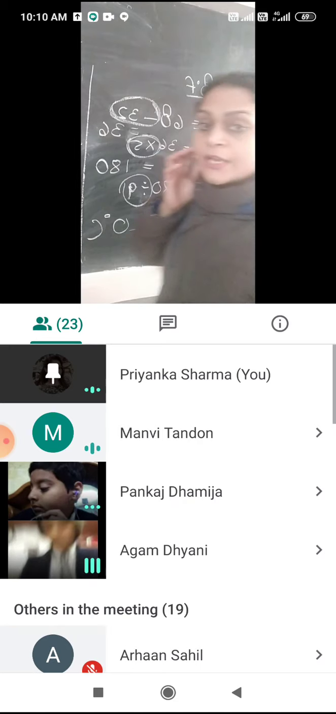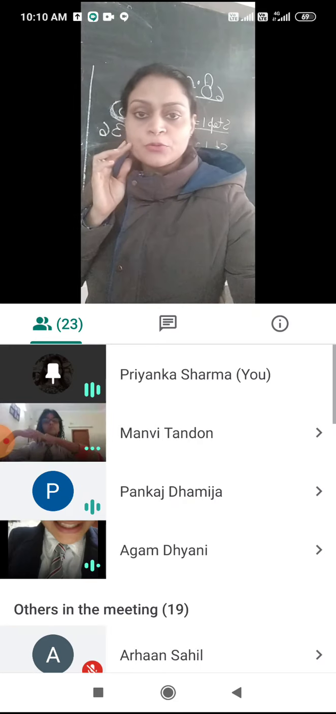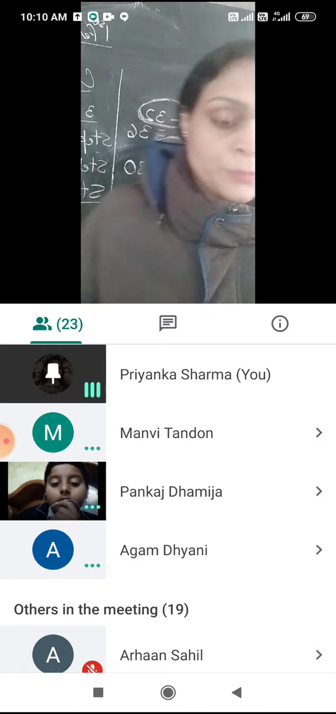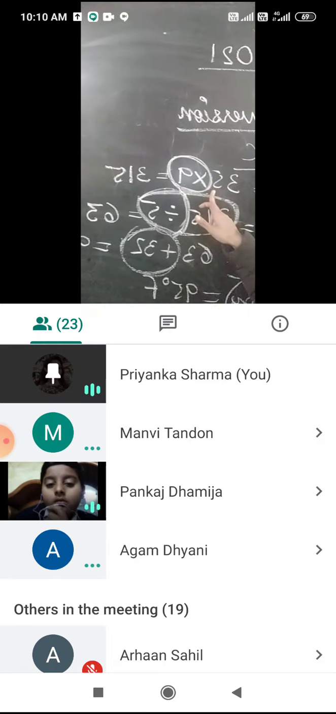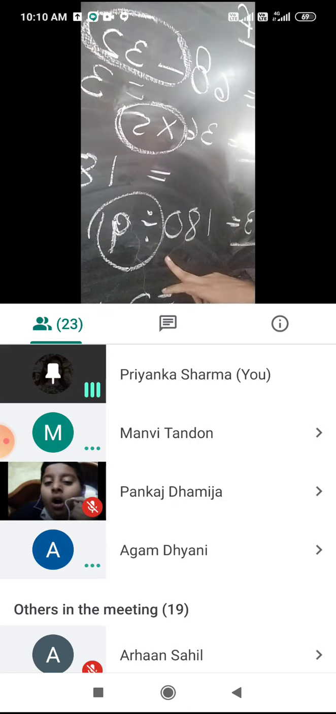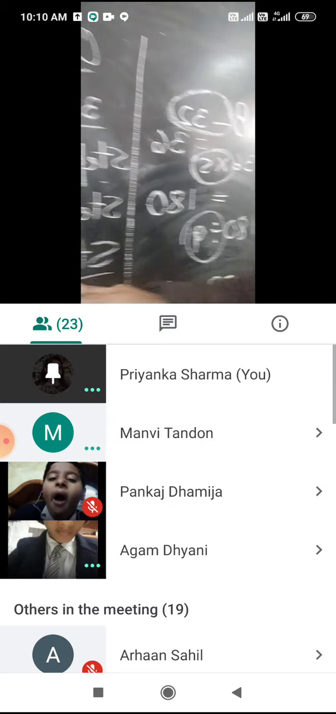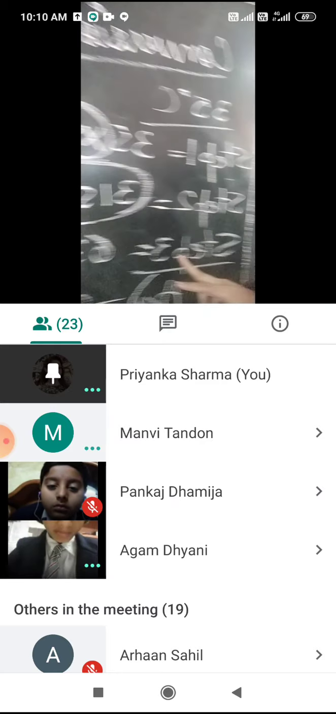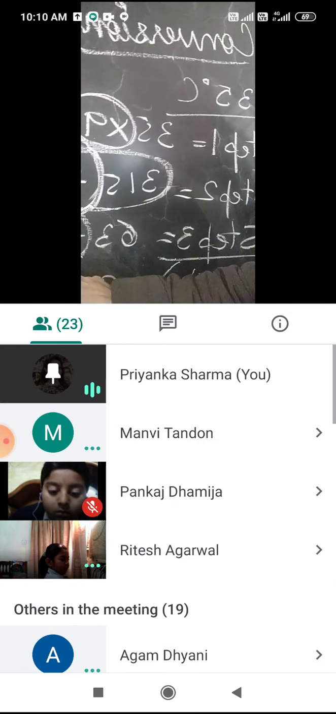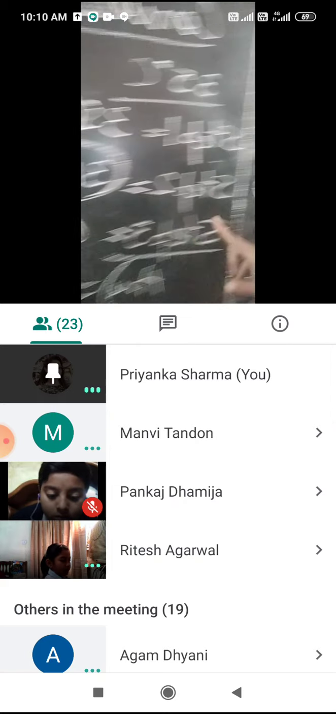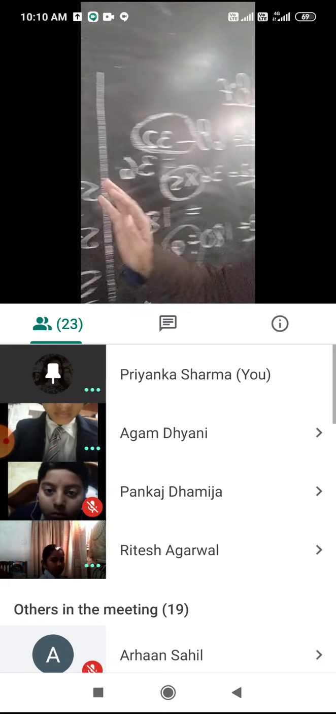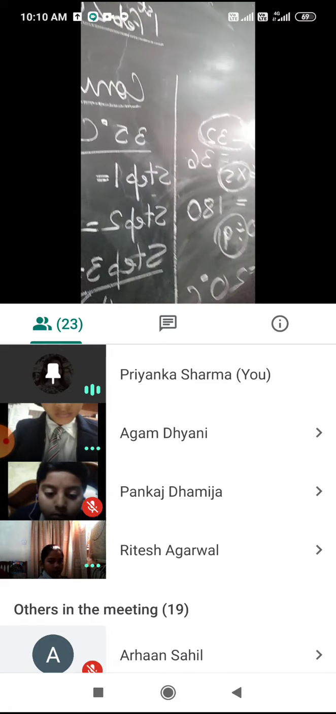20 degrees Celsius. Now, if you pay attention, you will come to know that the steps are opposite. Here, we were multiplying by 9. Here, we are dividing by 9. Here, we were dividing by 5. Here, we are multiplying by 5. Here, we were adding 32. Here, we are subtracting 32. The steps are opposite.